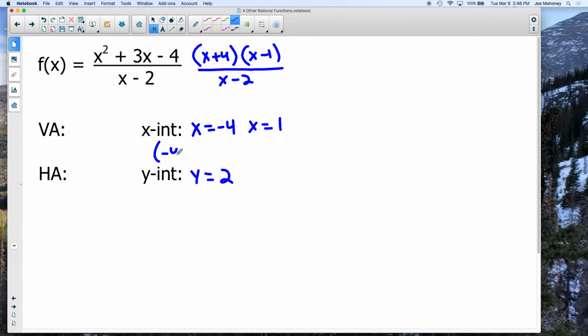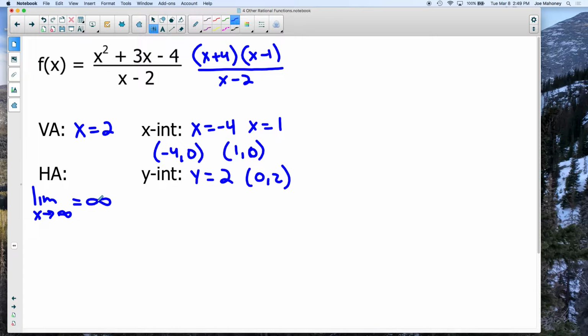So I get some points like -4, 0. I get 1, 0. And I'm also going to get 0, 2. Those are some intercepts. My vertical asymptote stays the same. That's going to be x equals 2. Remember, the horizontal asymptote is the limit as x approaches infinity. Now, the greater power is on top. So that means this limit goes off to infinity.